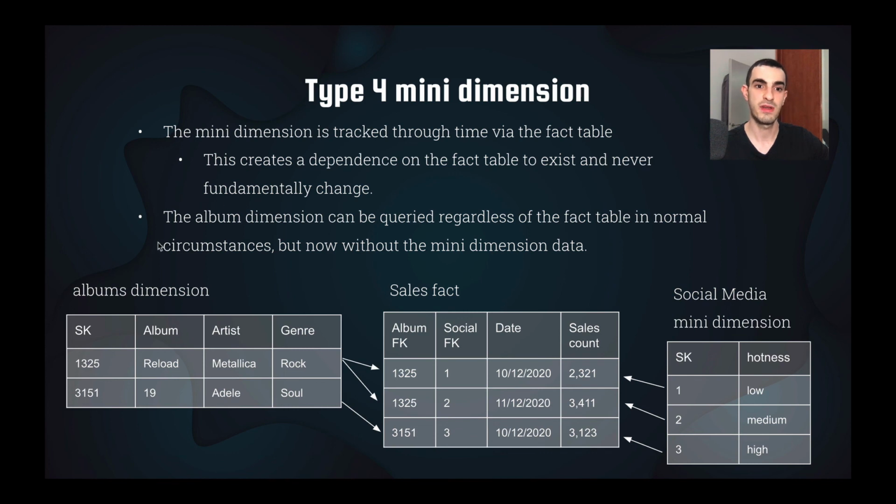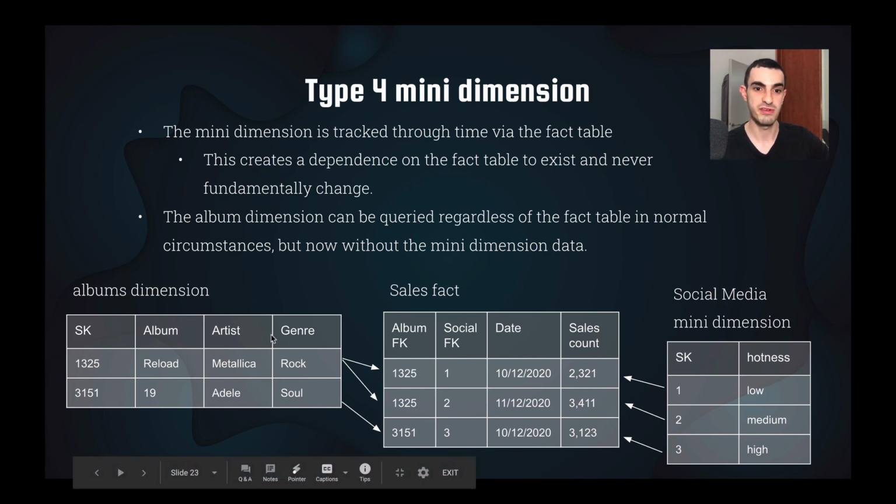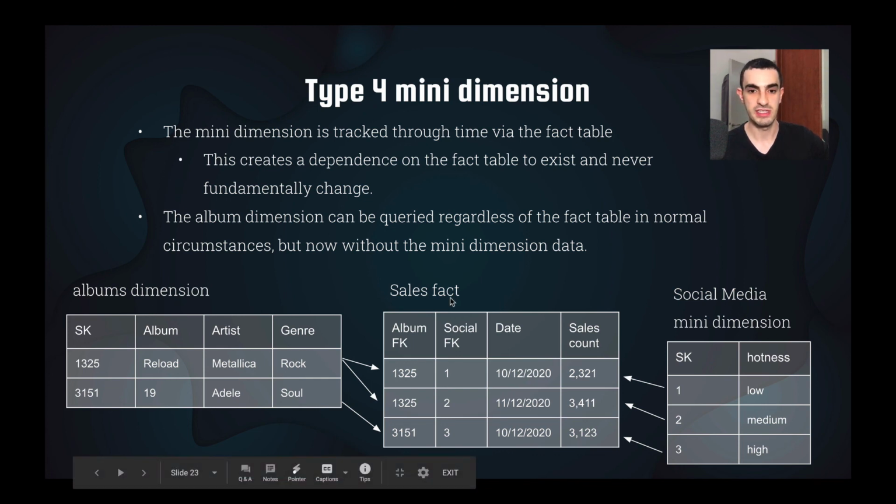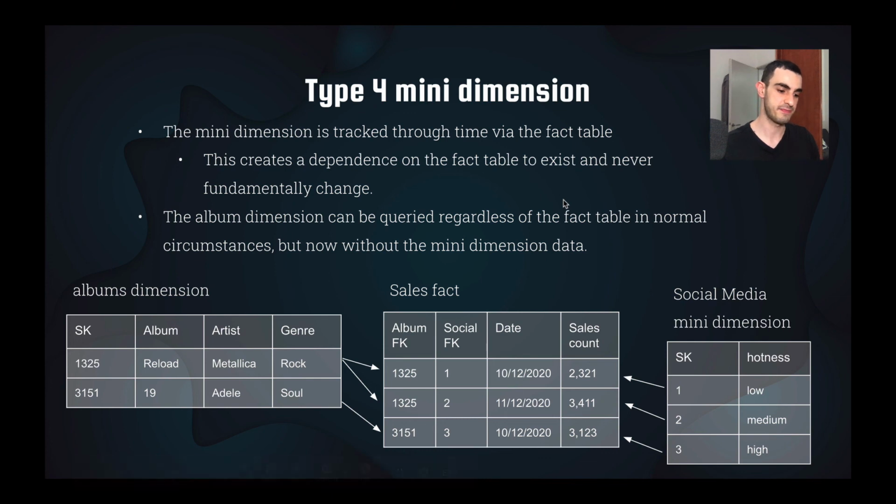And this is the last point I'm tracking here. The album dimension can be queried regardless of the fact table in normal circumstances. So if I had the social media hotness as another data point as slowly changing dimension type 2 in the albums, I would have been able to track the changes over time just by looking at the dimension table. But once I'm doing a mini dimension, I lose this ability. So this is one of the things to consider when you go to a mini dimension solution.